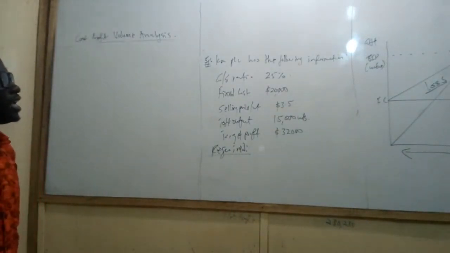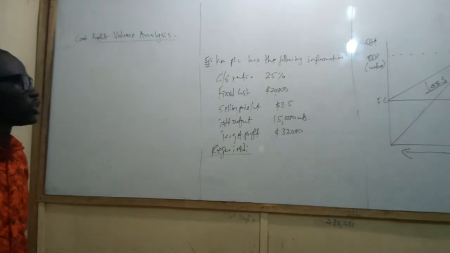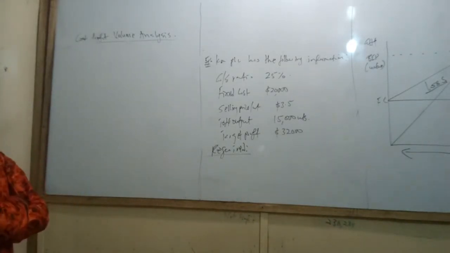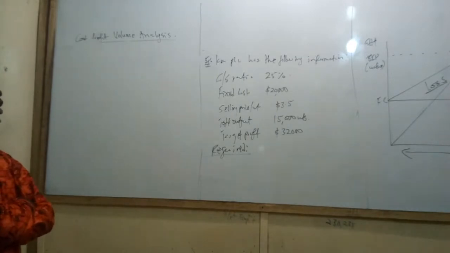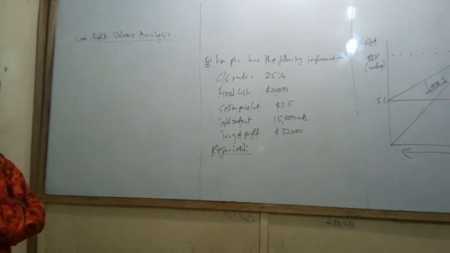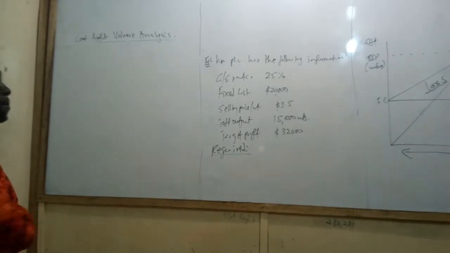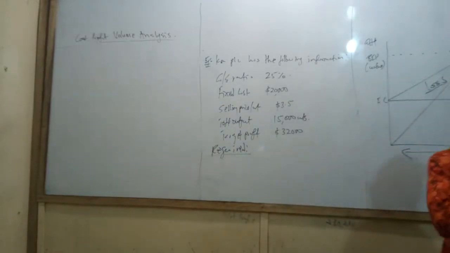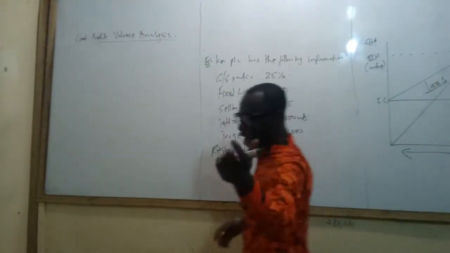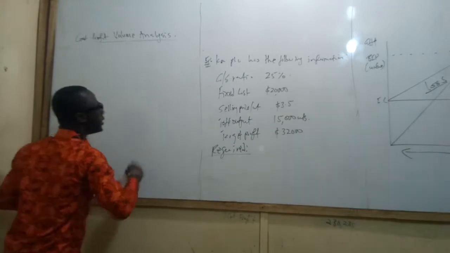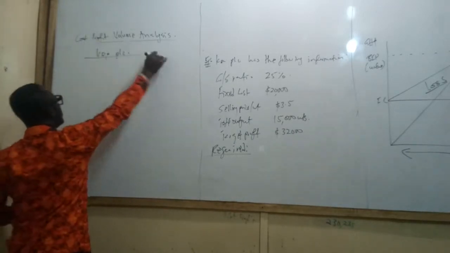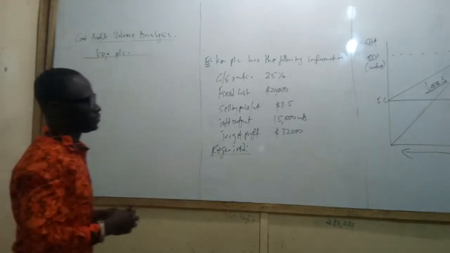So Ken PLC has the following information: contribution to sales ratio 25%, fixed cost 20,000, selling price per unit 3.5, total output 15,000 units, target profit 32,000. What's the requirement? We are doing everything from here. What can we do first? So you're going to direct me for me to work. So Ken PLC, put the name of the business down. What can we do first?